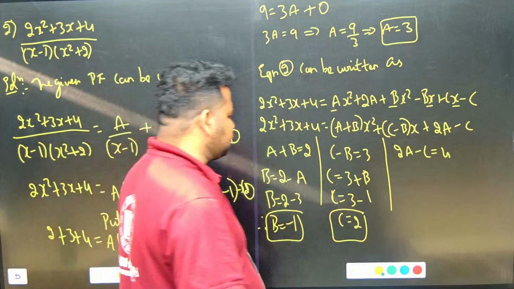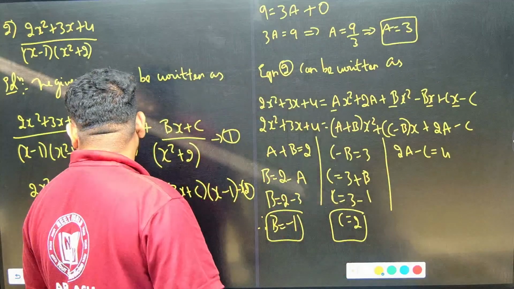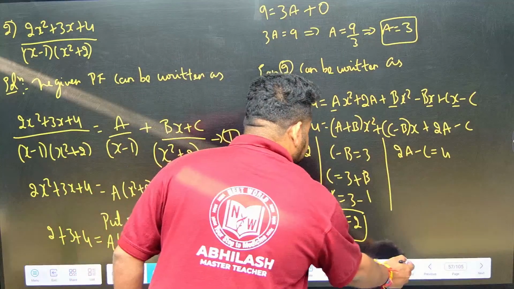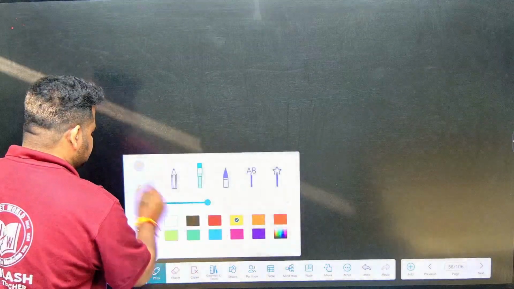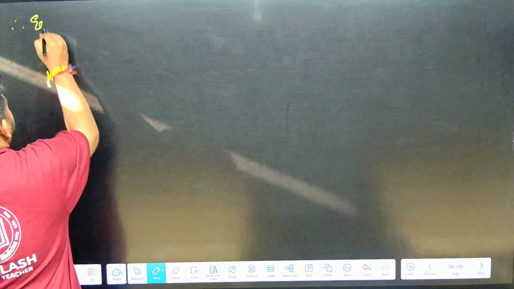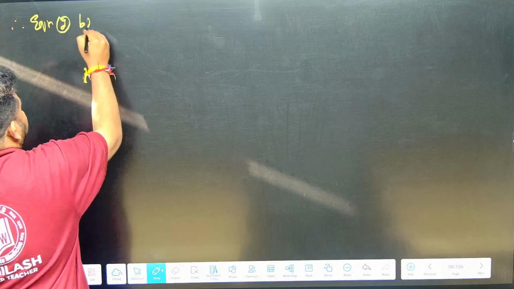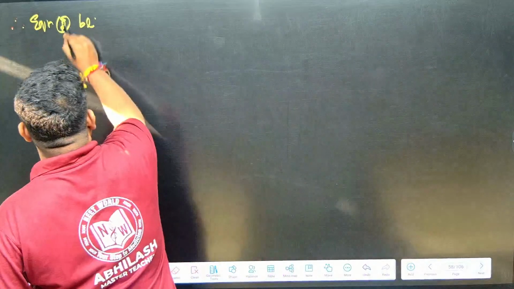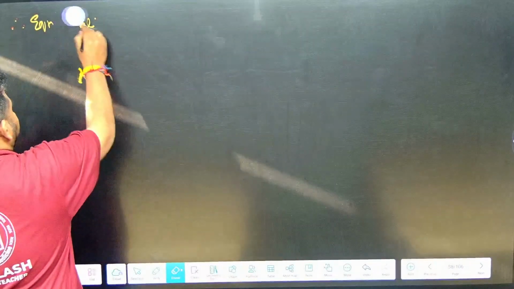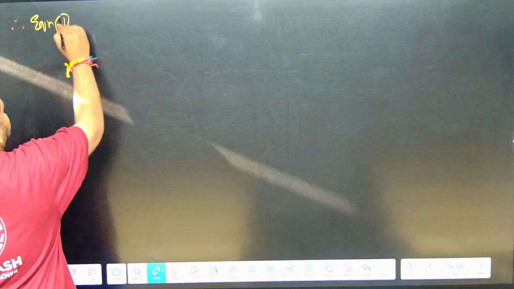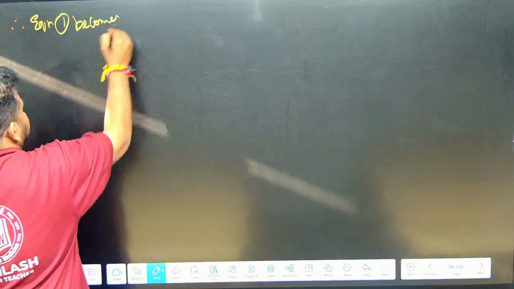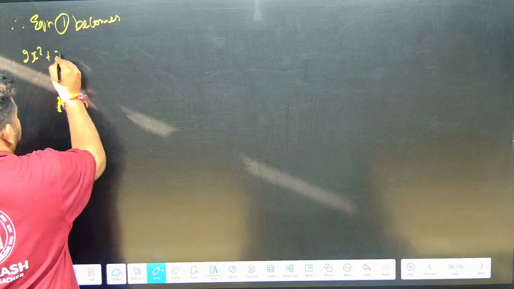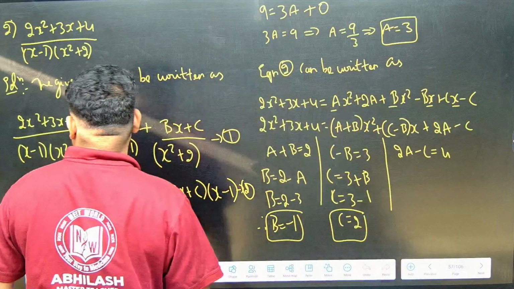Now the equation will turn into what? Therefore, equation 1 becomes 2x square plus 3x plus 4.